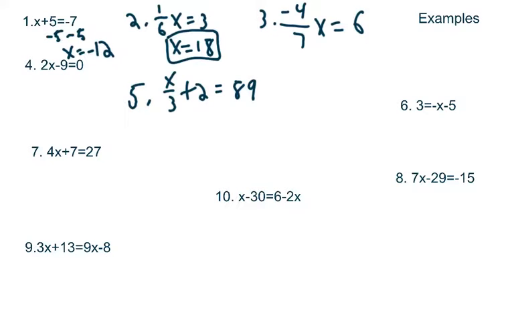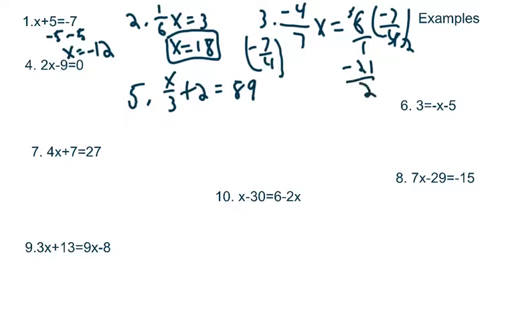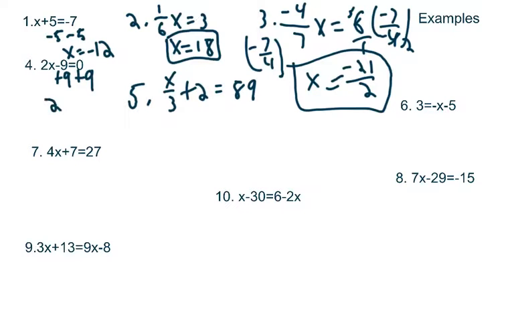Okay, here you switch it. So it will be 7/4 times negative 7/4. You could just cross multiply. 3 into negative 21 over 2. Add 9 to both sides. 2x equals 9. X equals 9 halves. That was an easy one.